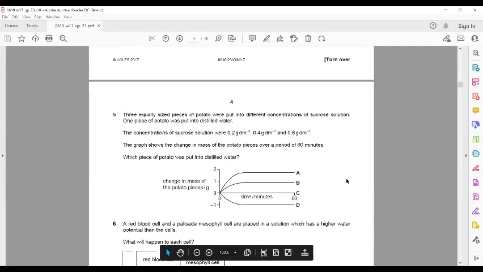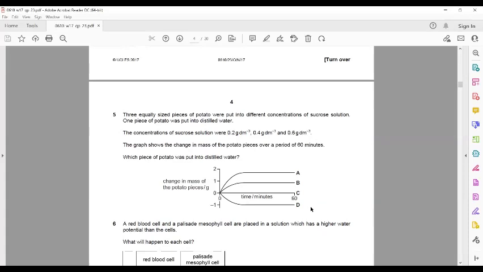A, yes. And the reason? Okay, the change in the mass of the potato pieces, you see that it has minus and a bit positive and minus data here on the left. The minus one shows that it has lost water. So it means that the mass has become less than the initial mass. It means that the mass is now less than the original, so what they have started with. So D has lost water.